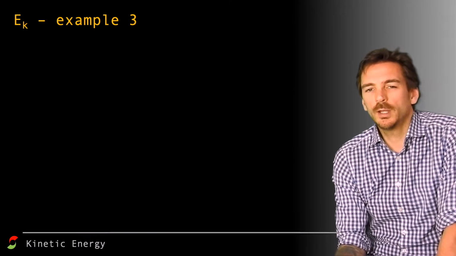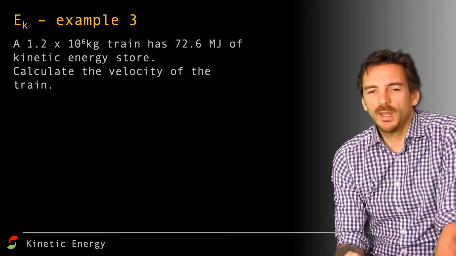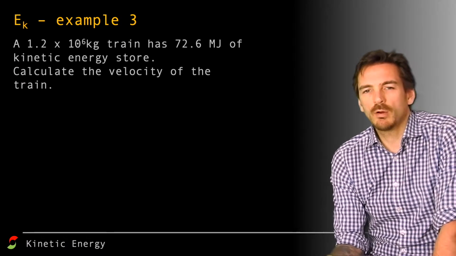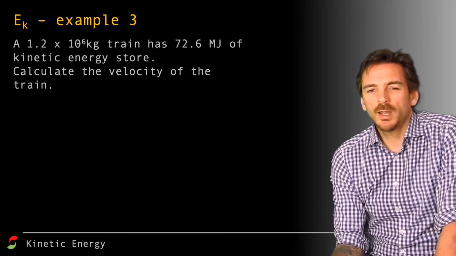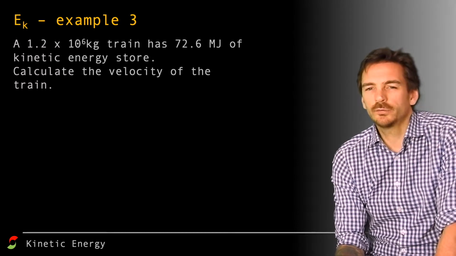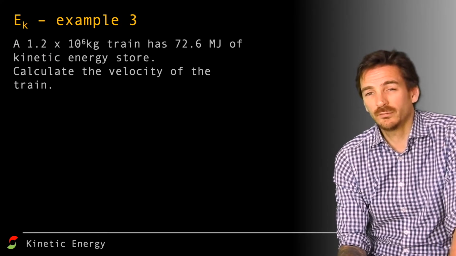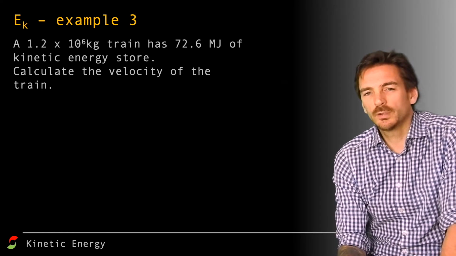Okay, moving on to a harder example still. Here we've got quite a heavy train with a certain amount of kinetic energy store, and this time we're being asked to calculate the velocity. So it's a very, very different question. It's still about kinetic energy, but we've been given the kinetic energy, and we've got to calculate the velocity.